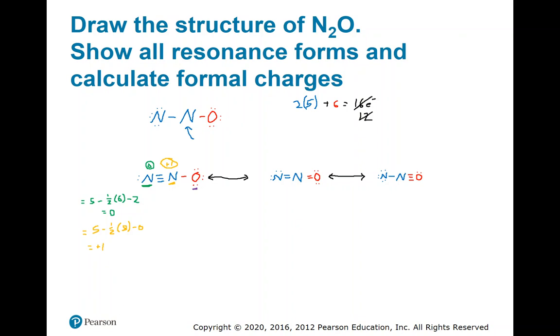And then for our oxygen here on the right, we can calculate its formal charge as the number of valence electrons in a neutral oxygen, which is 6, subtract 1/2 times the number of bonding electrons. We have just a single bond here, so the total number of electrons there is 2, minus the number of non-bonding electrons. 3 lone pairs gives us 6 electrons there. And if you do all that in your calculator, you should end up with -1.